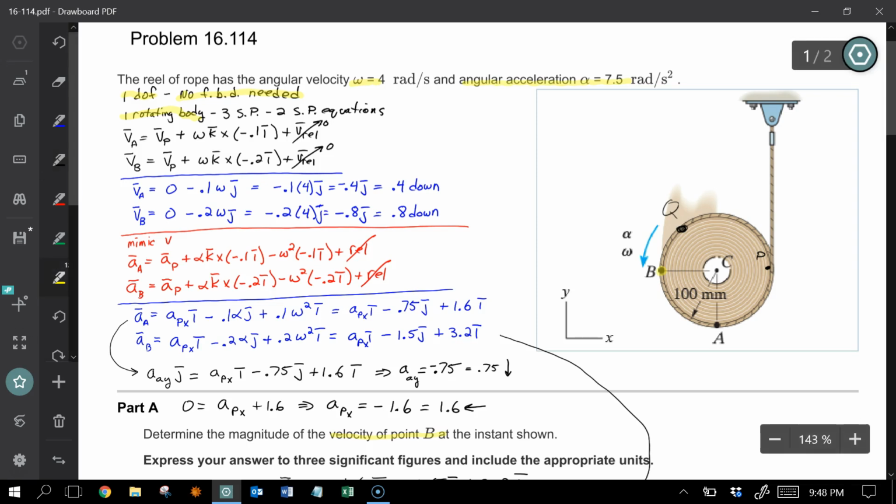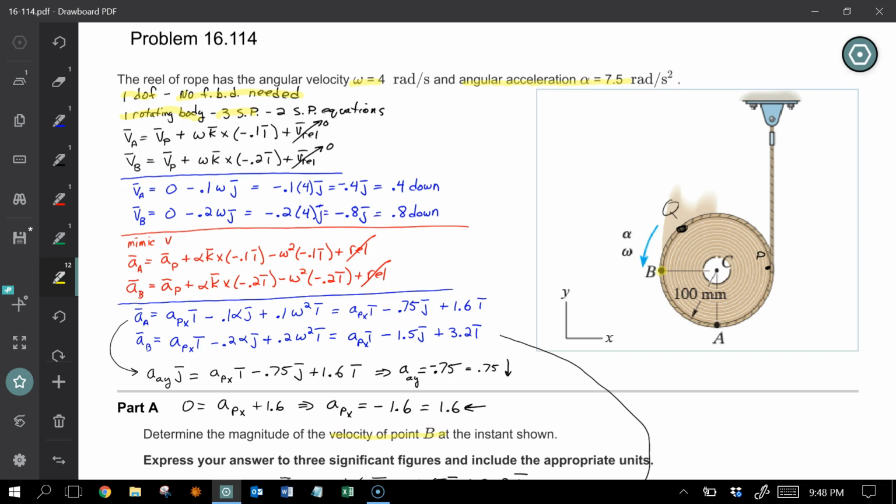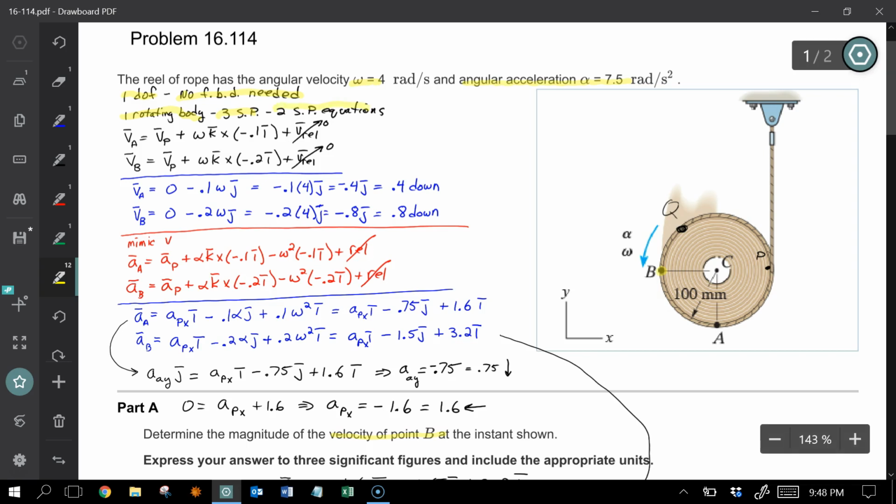The center C is special because you know that if it's doing anything, it's moving in a vertical line. And P is special because it's touching the rope. Okay, so there are 3 special points. Because there are 3 special points on one body, there are 3 minus 1, 2 special point equations. So at most, I'm going to be able to write 2 special point equations.